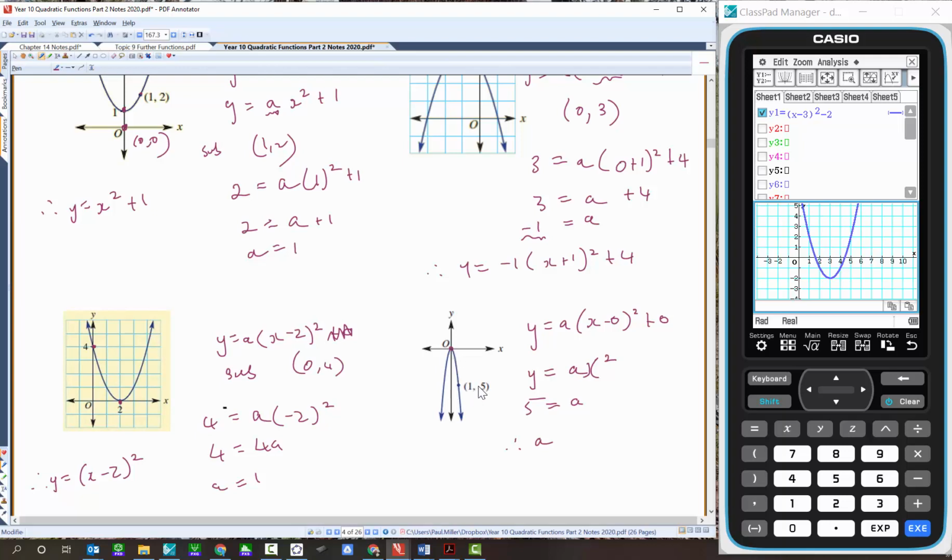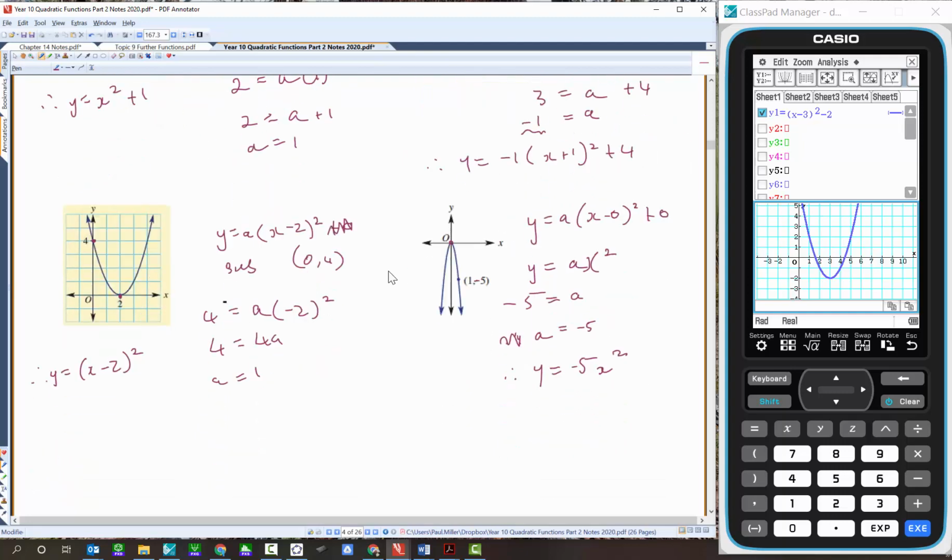That's 1. That should be -5. Wow, that's a big mistake. All right, so our coordinate point that we're subbing in should be -5 and 1, which means that a equals -5, that's for sure. Therefore, get rid of that one, and we'll say that y equals -5x squared.